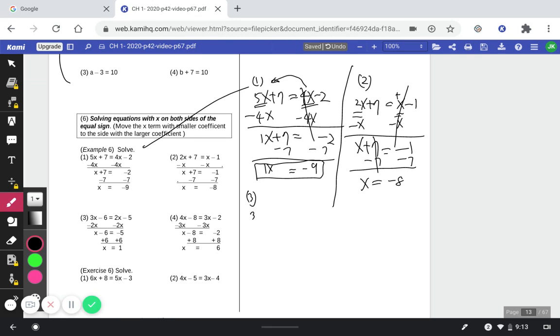Number 3, 3x minus 6 equals 2x minus 5. Now you do minus 2x, minus 2x. So this cancels out. x minus 6 equals negative 5. You continue to simplify, x alone on the left side. So plus 6 on both sides. x becomes 1.